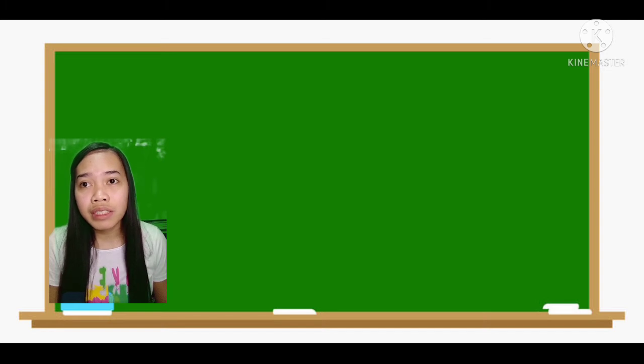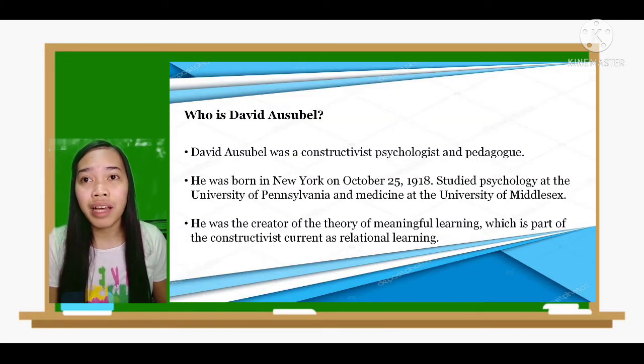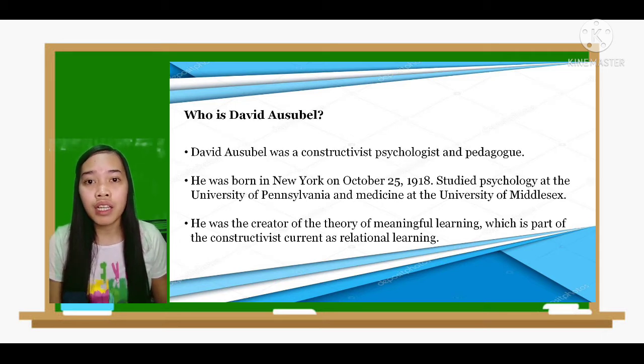So let's know first, who is David Ausubel? David Ausubel was a constructivist psychologist and pedagogue. He was born in New York on October 25, 1918. He studied psychology at the University of Pennsylvania and medicine at the University of Middlesex. He was the creator of the theory of meaningful learning, which is part of the constructivist current as relational learning.